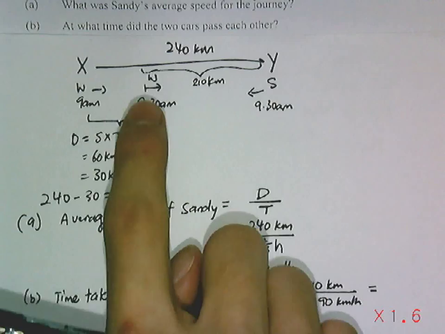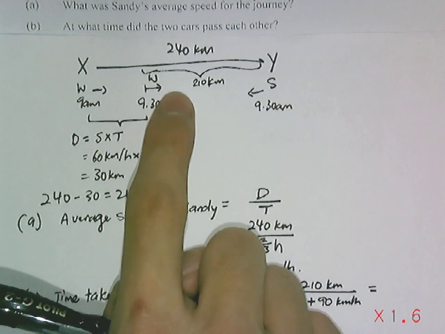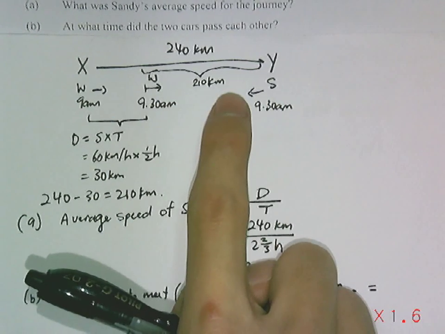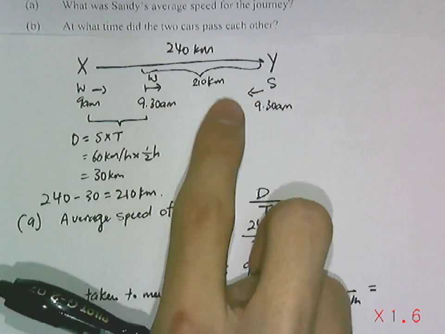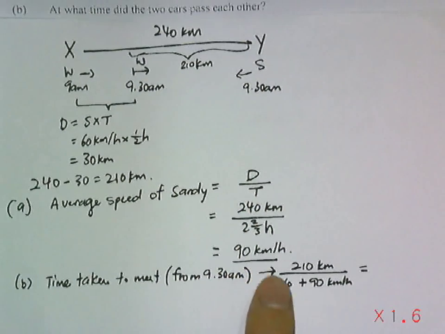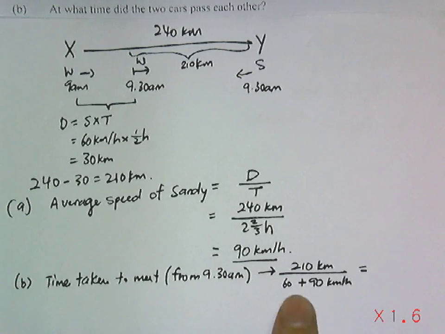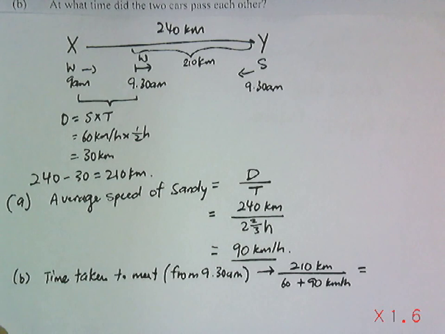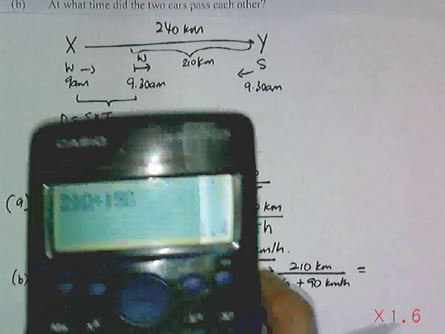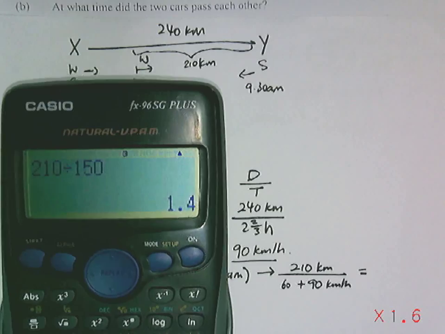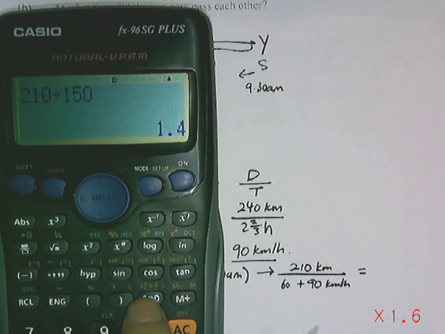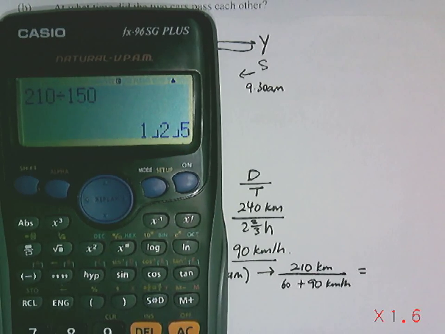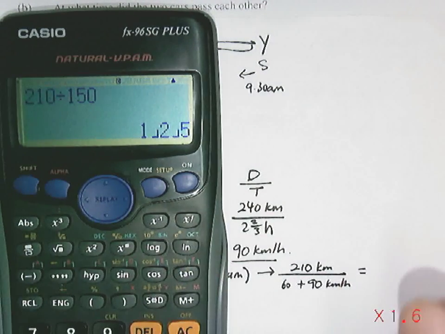Because every hour, Wendy covers 60 and Sandy covers 90 km, they are closing up this gap of 210. So every hour, the distance covered by both of them will be the sum. This will easily give you 1.4 hours. You can press this fraction key to convert, giving 1 2/5 hours.